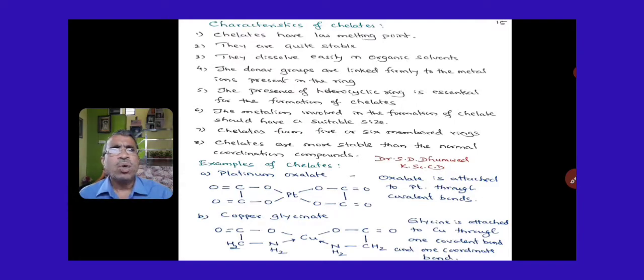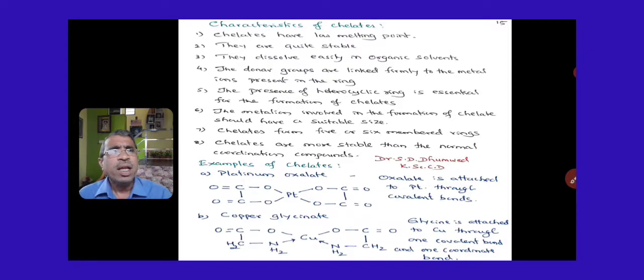The donor groups are linked firmly to the metal ion present in the ring. The presence of a heterocyclic ring is essential for the formation of chelates. So chelates are those coordination compounds which contain heterocyclic rings. This heterocyclic ring makes the complex more stable.